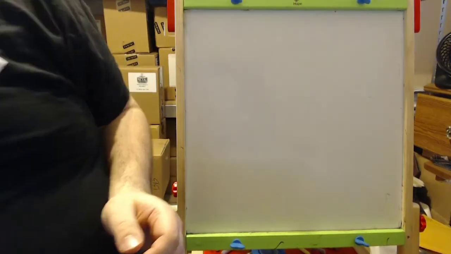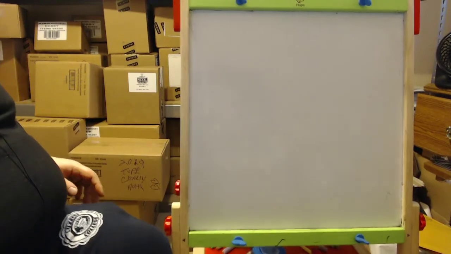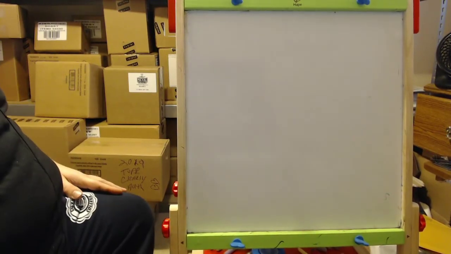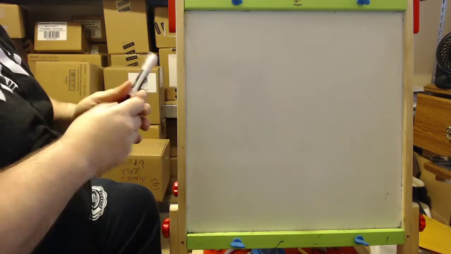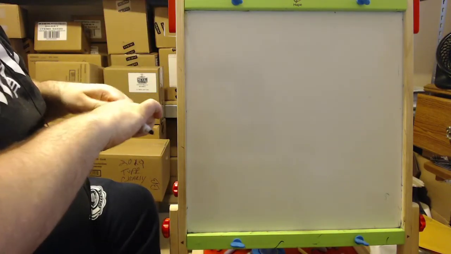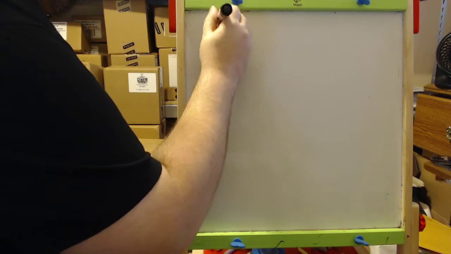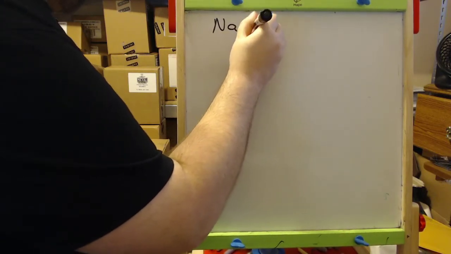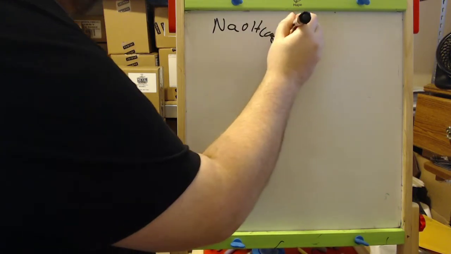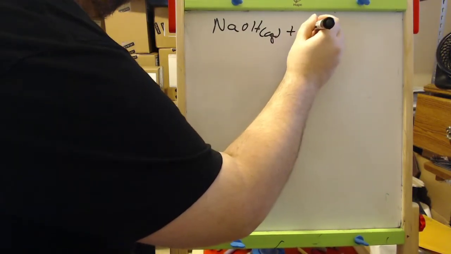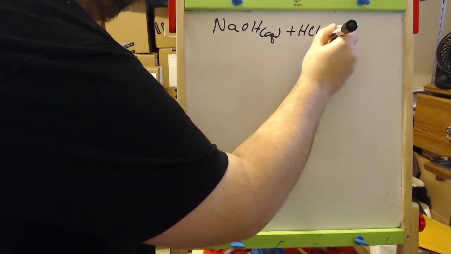All right, so where we left off, we're talking about acid-base reactions, and let's just look at a simple acid-base reaction. Sodium hydroxide is our strong base. We're going to add it to HCl, which is our strong acid.